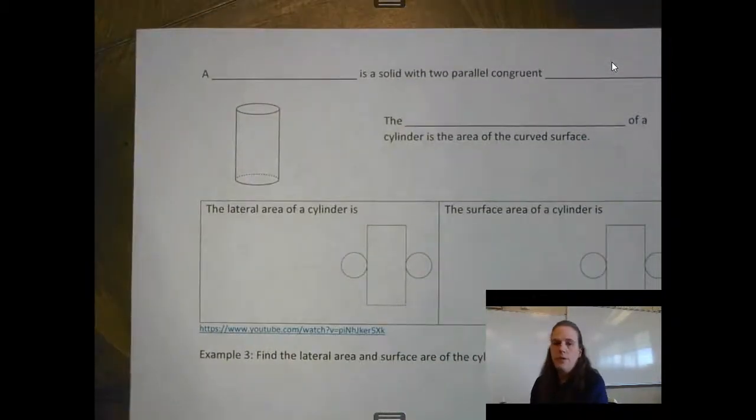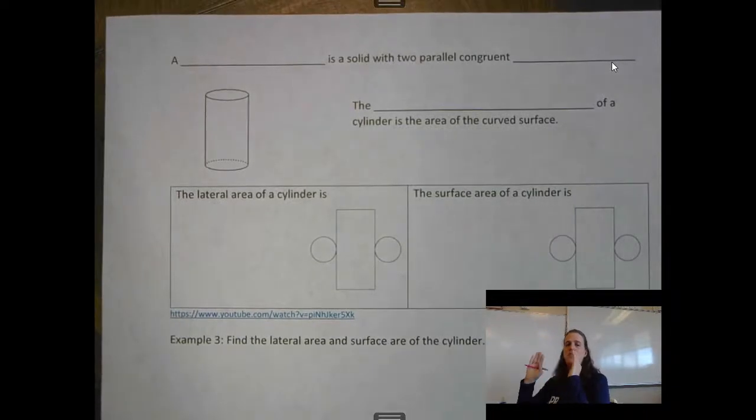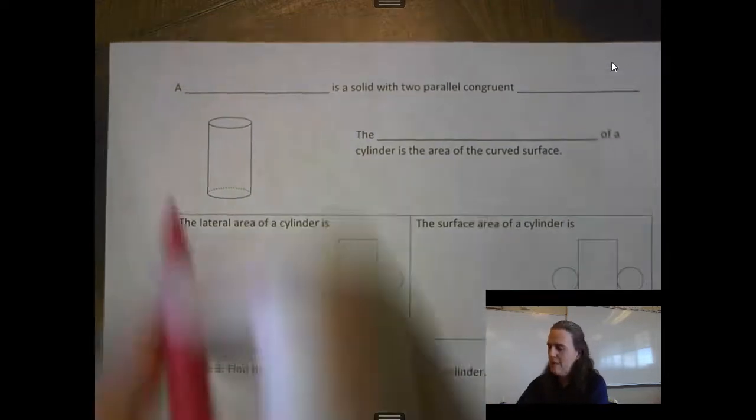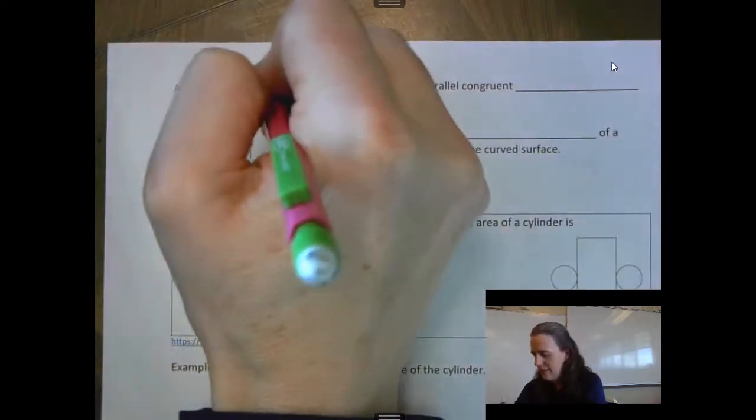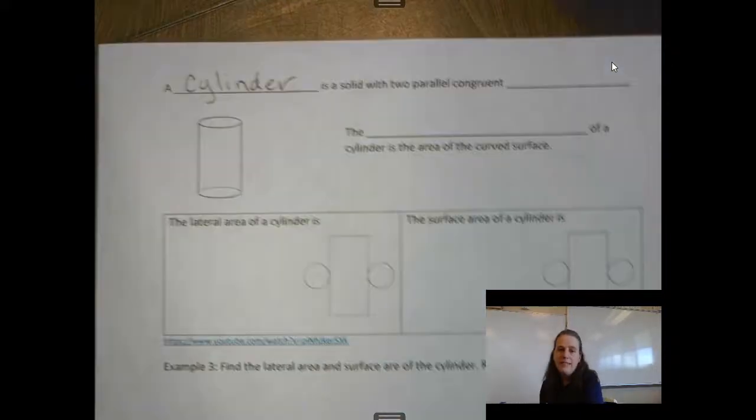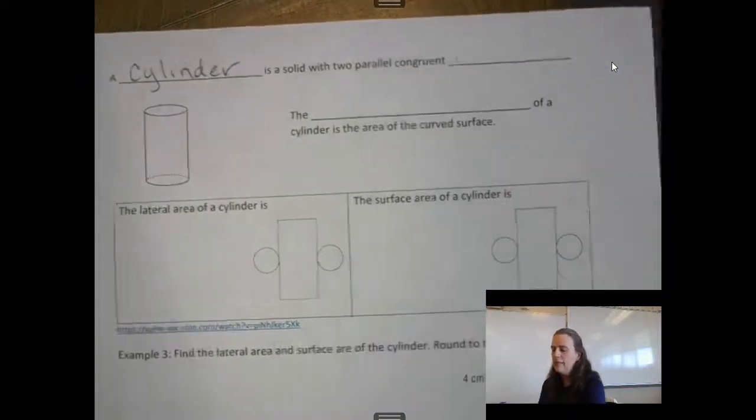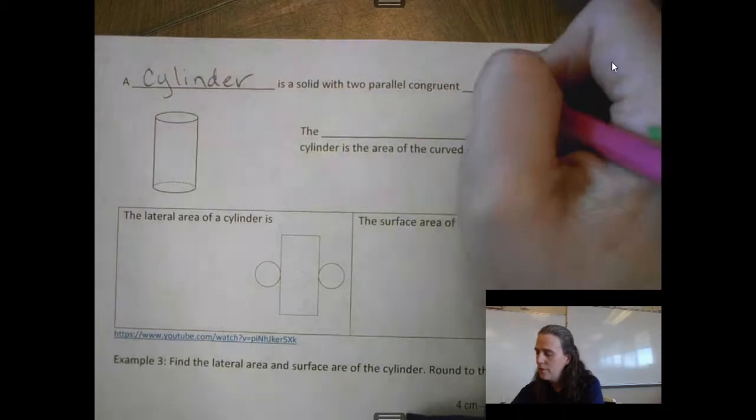So we're going from prisms to, now we've got just a smooth lateral side, right? Oh, and no breaking it up into chunks like a prism. A cylinder is a solid with 2 parallel congruent circular bases.